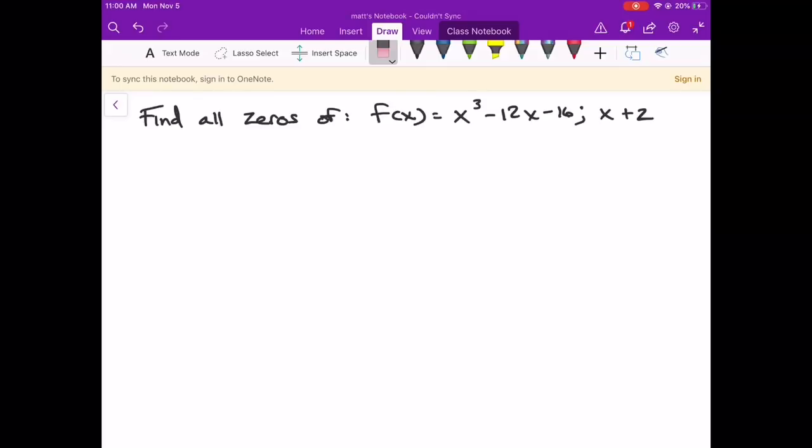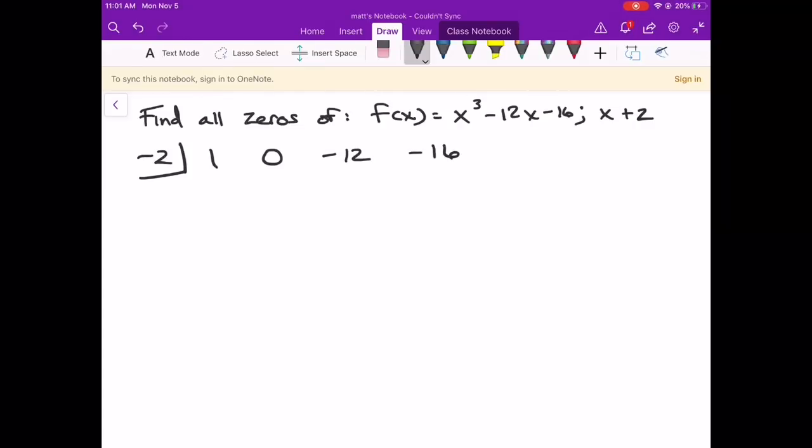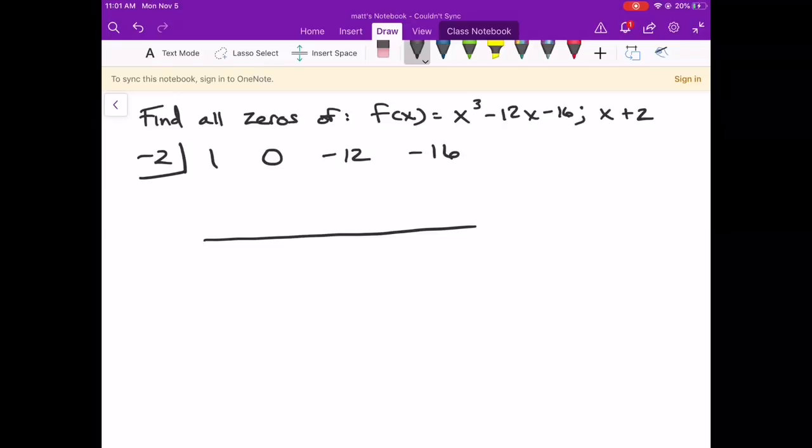All right, so the zero that we're going to start with, that they kind of got us going with, is negative 2. So if I write out all my terms, 1 would go with my cubic, so that's my highest, but then I don't have that quadratic. So I've got to put a 0 in the place of where the quadratic would be. Then I've got negative 12 and negative 16. So I've got something representing each term in the polynomial, even if that quadratic term was missing.